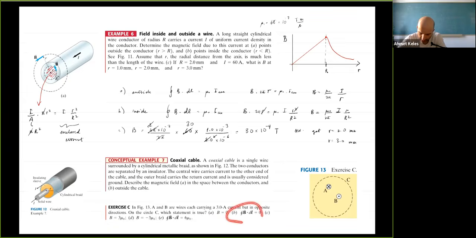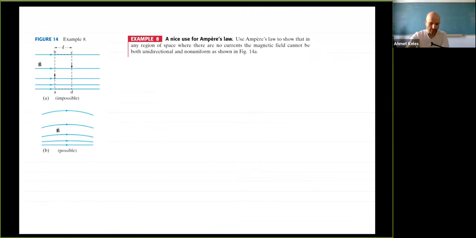B, right? The total enclosed current is plus I minus I, which is 0. So the line integral of B should be 0. That's Ampere's law. All right, so here's another use of Ampere's law. This is example 8. Use Ampere's law to show that in any region of space where there are no currents, the magnetic field cannot be both unidirectional and non-uniform, as shown in this figure.